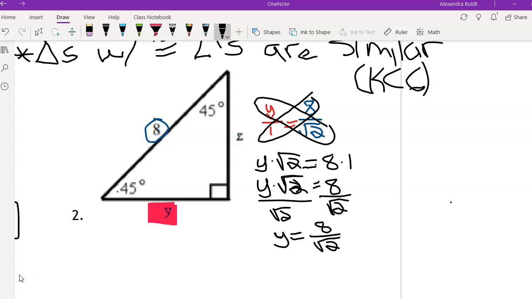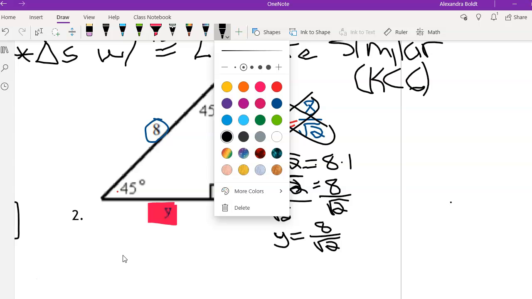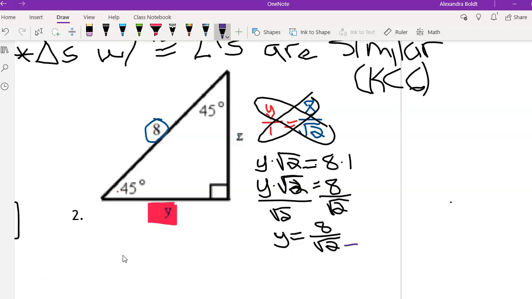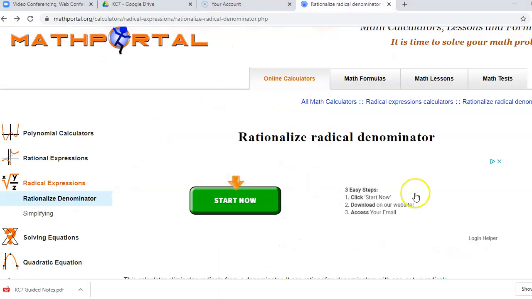Now, I would accept this answer, but we're using Delta Math for our activities right now. And right now, Delta Math wants us to rationalize the denominator. So, if you have a denominator with a square root in it, we don't like that. So, on the website with the activity, I'm going to post the link for this calculator that will help you.